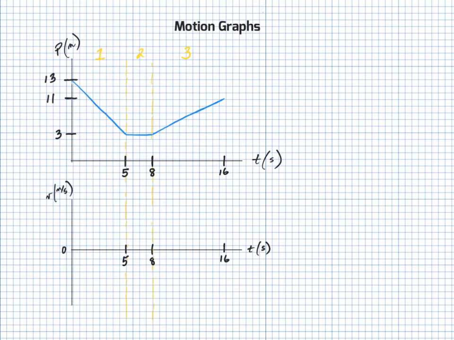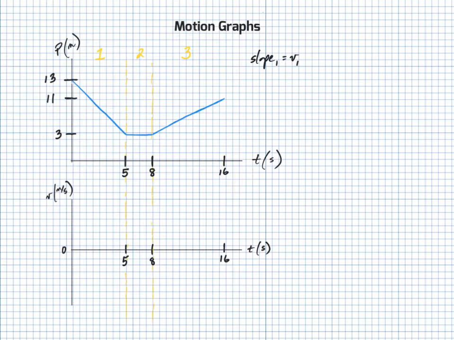And I have these different sections because you can see that we have three different motions represented within this position versus time graph. Now remember that the slope of a position versus time graph tells us what the velocity of that object is. So to begin, I'm going to say slope 1, which is going to be our slope in section 1 here. That is going to equal velocity 1. And remember that the slope is just rise over run.